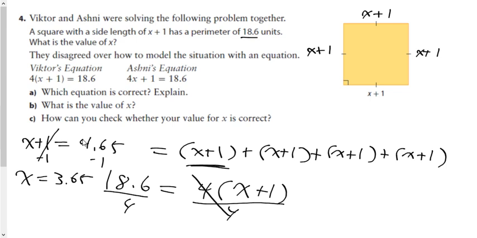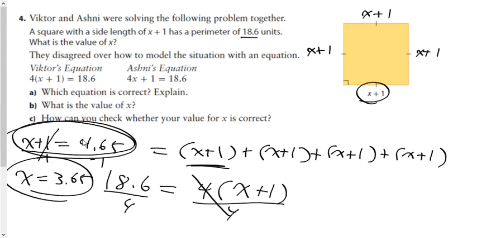Once we know that, what do we have to do? We're not done yet, are we? Because the question is, how do I know what side length it is? Well, if the side length is x plus 1, and x's value is 3.65, we already solved it right up here, didn't we? x plus 1 equals 4.65, so therefore, each of those sides is actually a value of 4.65.